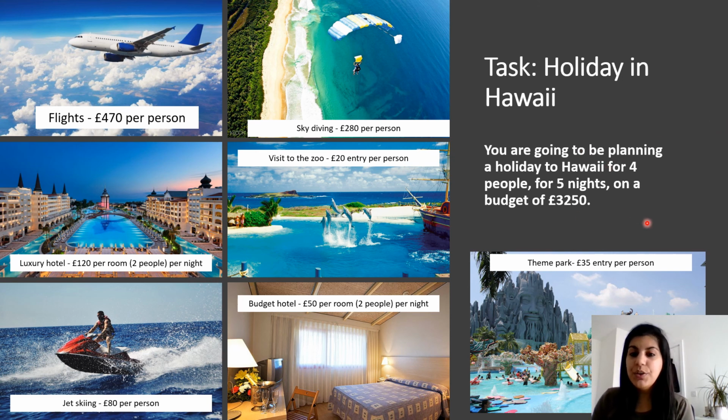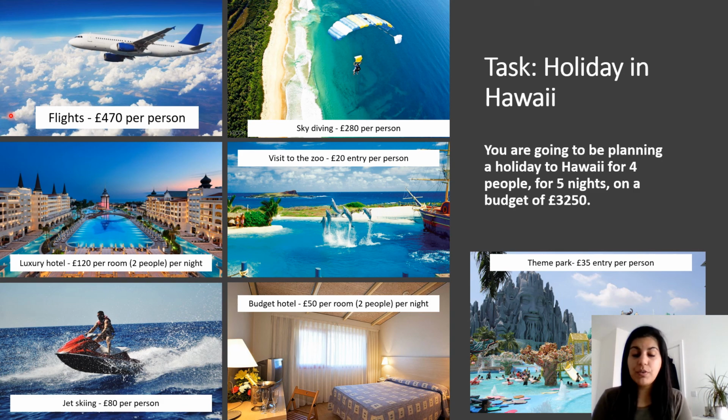So it says you are going to be planning a holiday to Hawaii for 4 people for 5 nights on a budget of £3,250. Now it might sound like a lot of money, but I'm telling you that money adds up really quickly once you put in all your activities. So we can see the flights cost £470 per person. Remember, you have got 4 people. So you're going to have to start off by doing 470, add 470, add 470, add 470.